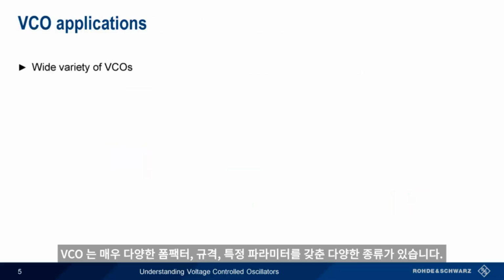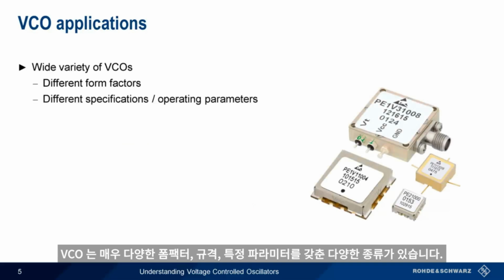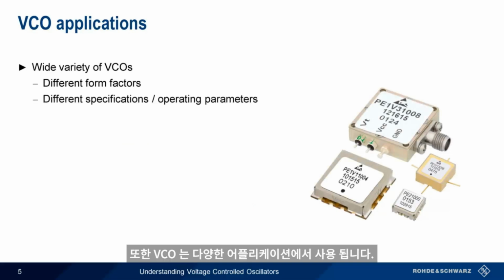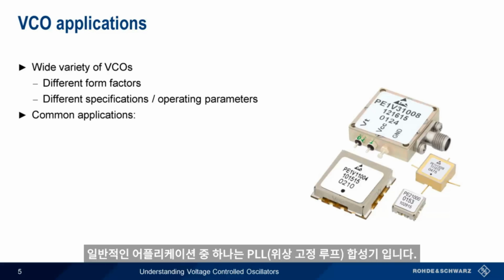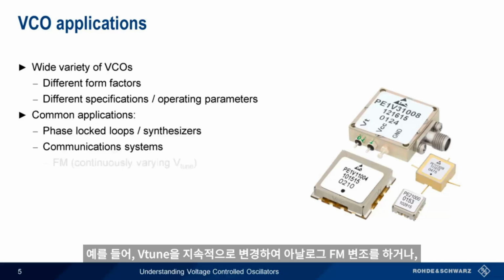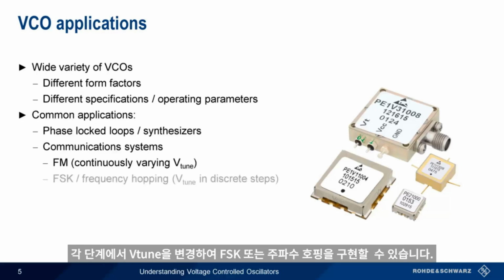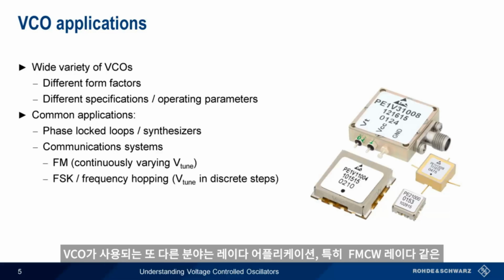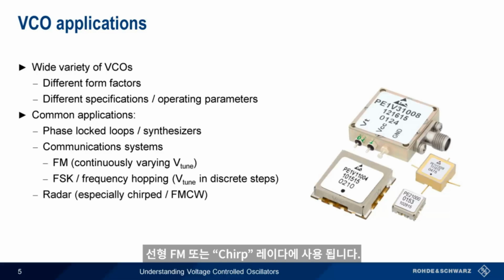There are a wide variety of VCOs with different form factors and different specifications or operating parameters. VCOs are also used in a wide variety of applications. One of the most common applications of VCOs is in phase lock loops or synthesizers. They're also often used in communication systems. For example, we can create analog FM modulation by continually varying V-tune. Or we can implement FSK, or frequency hopping, by changing V-tune in discrete steps. Another place where VCOs are helpful is in radar applications, in particular in linear FM or chirped radar and in FMCW.